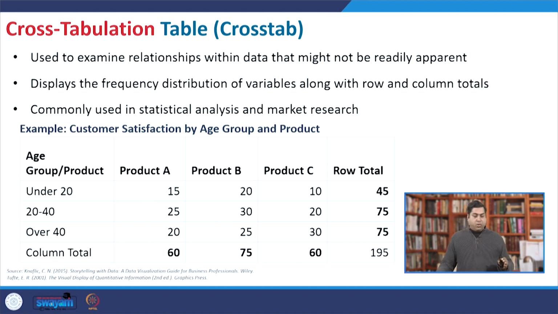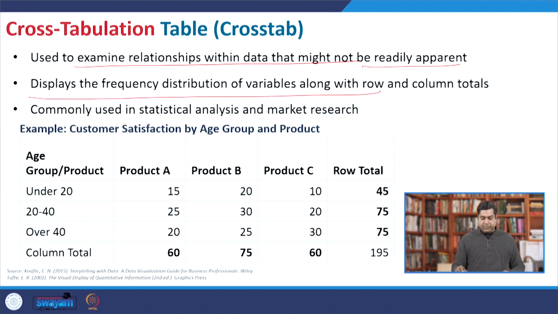Next we have the cross tabulation table, or the cross tab. This is normally used to examine relationships within the data that might not be readily apparent. So, this table should be made with proper care, so that it can represent the relationship among the data. It also displays the frequency distribution of variables along with the row and column totals, commonly used in statistical analysis and market research, and also in planning and architectural research.